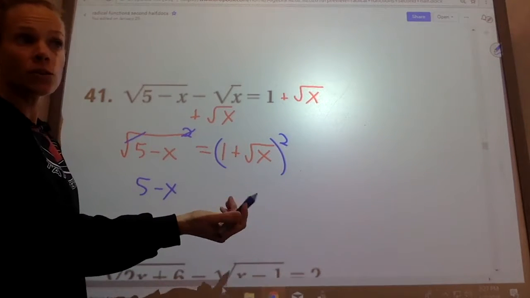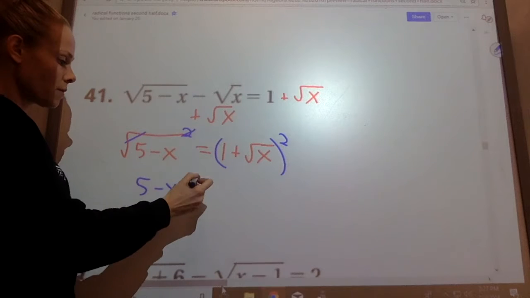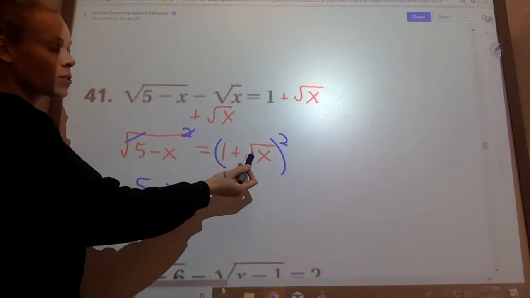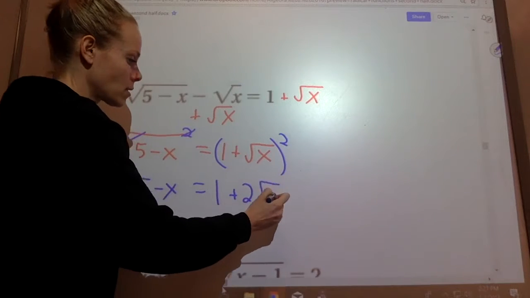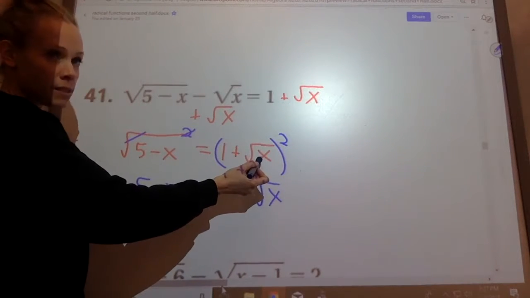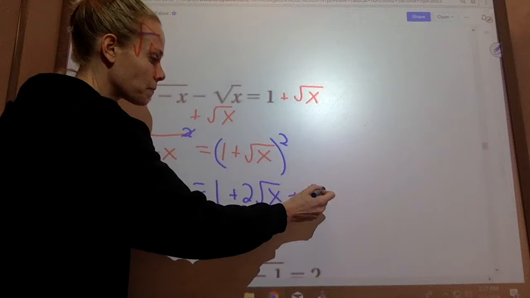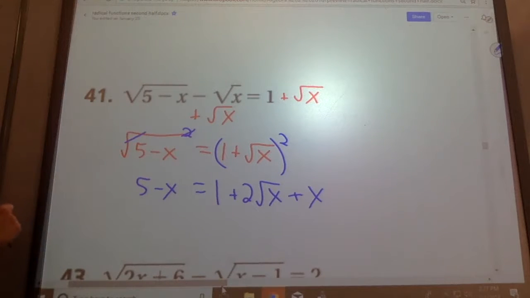But we can use our shortcut: square the first, take the first times the second times 2, square the last. Well, I square the last, then that radical goes away, and I get x.